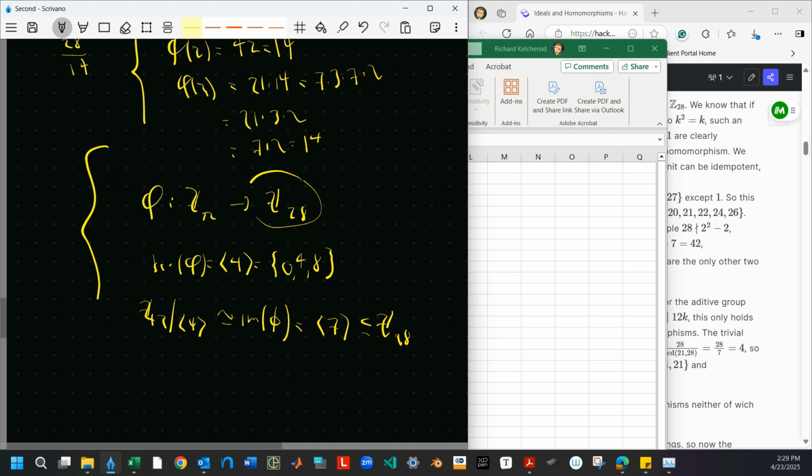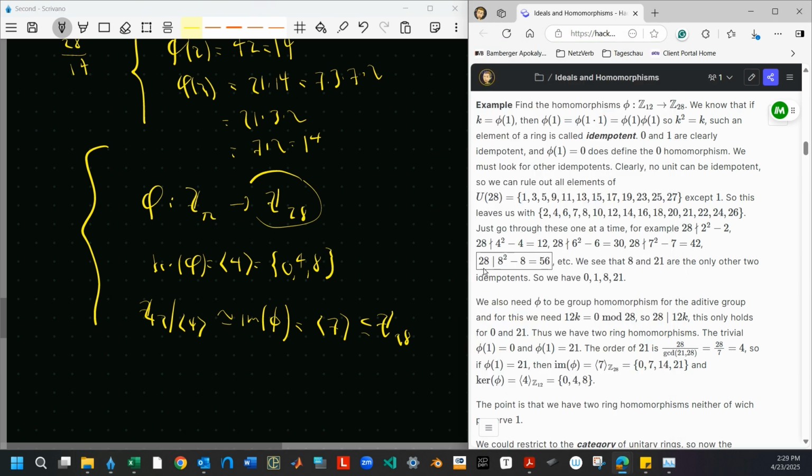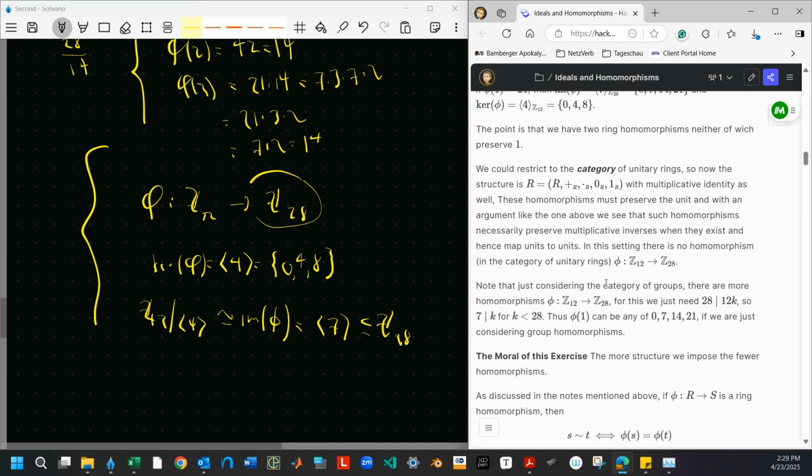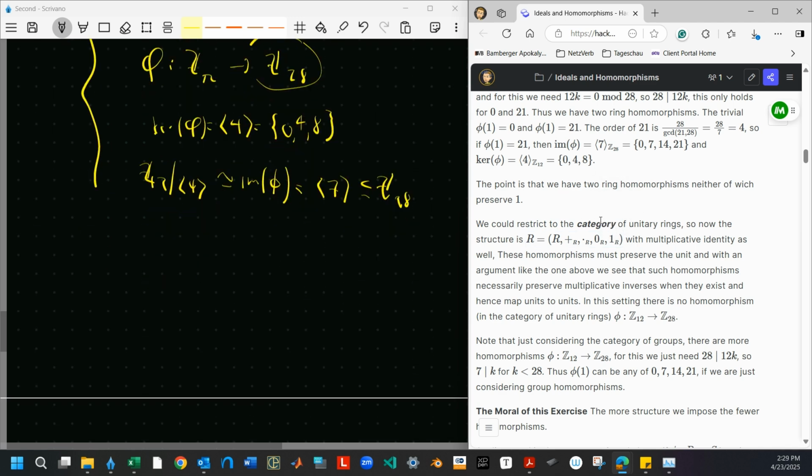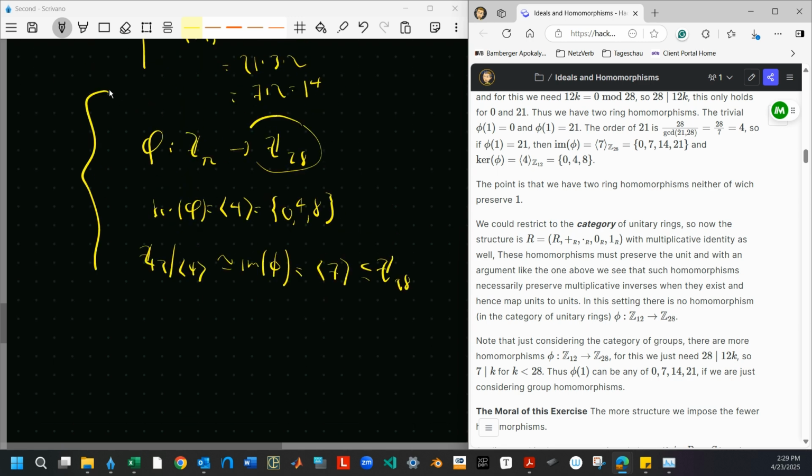Good. All right. So we've analyzed this to death, but that's the way we do it. It was a good example to sort of look through. One thing I wanted to point out is if we were looking at homomorphisms in the category of unitary rings, so that the ones had to be preserved, then there is no homomorphism, because there is no map from Z12 to Z28 that can map 1 to 1. That can't happen. Okay, so just keep that in mind.